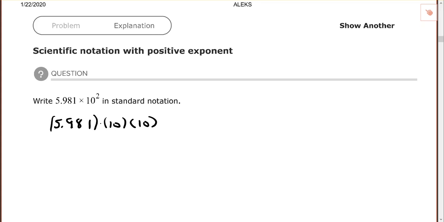If I multiply by 10 and multiply by 10 again, the quick way to do that is to move my decimal to the right 2 places. So that will give us 598 and 1/10.